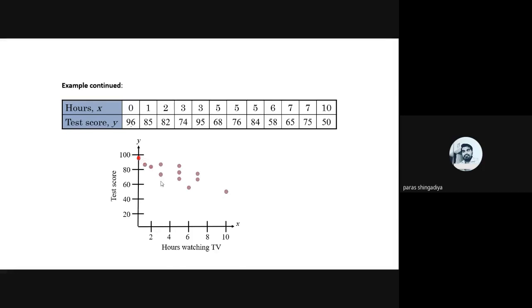Then after that, the third point is 4. For 3 it covers two values, 74 and 95. Then for 5 it is 68, 76, 84, these are 3 values. Then for 7 it covers two values, 65 and 75, and for 10 it is 50 only. Clear? So now check this data.